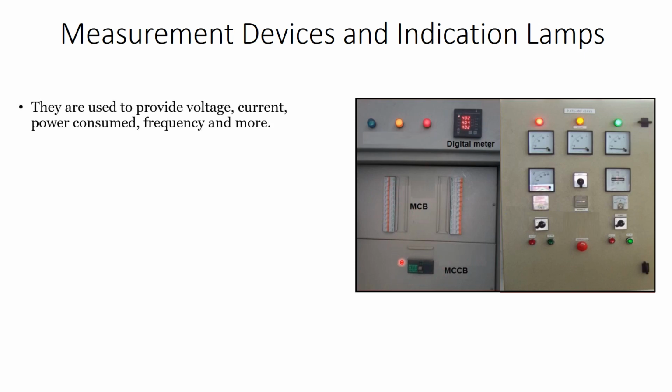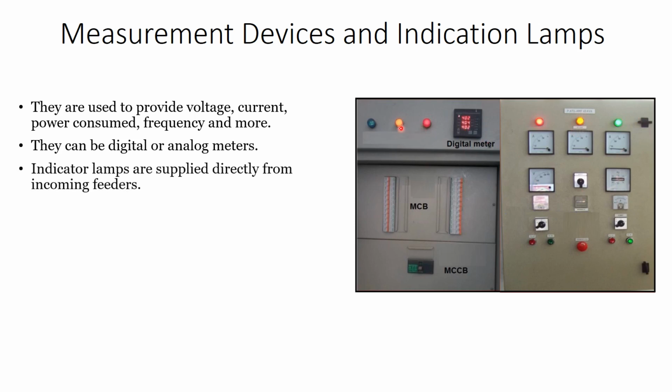They are used to measure or provide voltage, current, power consumed, frequency, and more. They are used to provide the measurement signal. So as you can see here, this one measures, for example, the voltages. This one measures the currents. This is an analog, for example. This one measures the voltage, analog. This one measures the frequency. It can be a digital or analog meter, such as these digital meters, or analog meters like here.